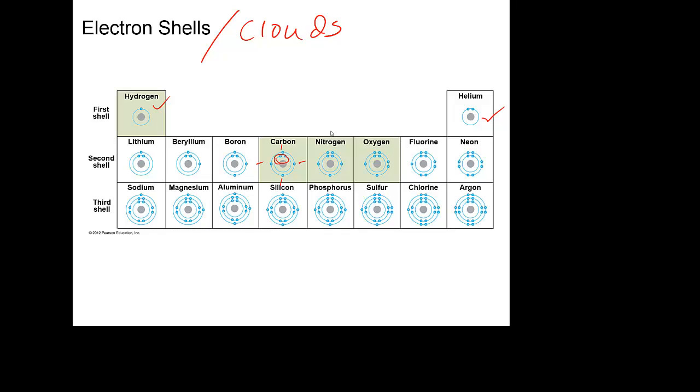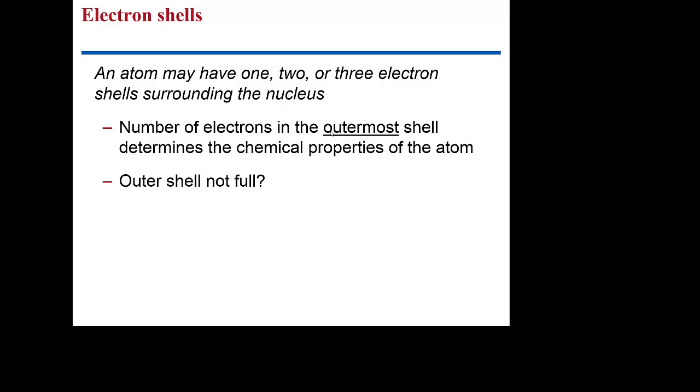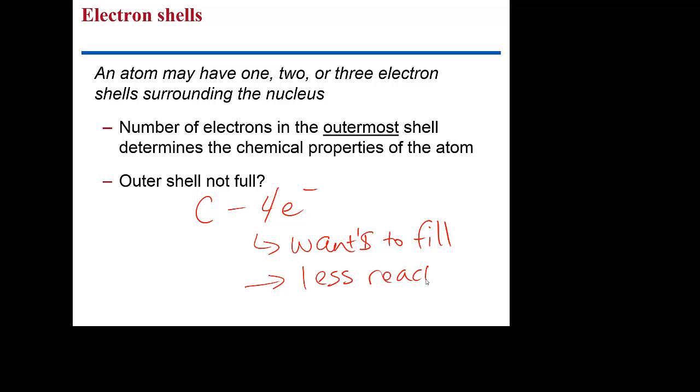This is chemical bonding or compound formation. What we really want to do is fill that outer shell. And if it's something like carbon with 4 electrons in the outer shell, it wants to fill that shell so that it becomes less reactive. So in its current state with 4 electrons in the outer shell, carbon is very reactive. So it's looking to achieve balance. You can think about it that way.